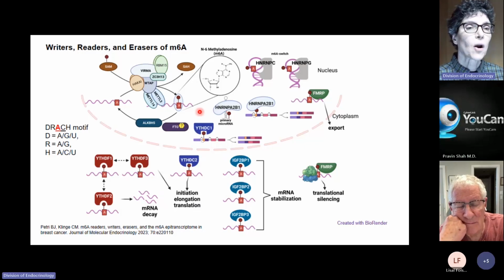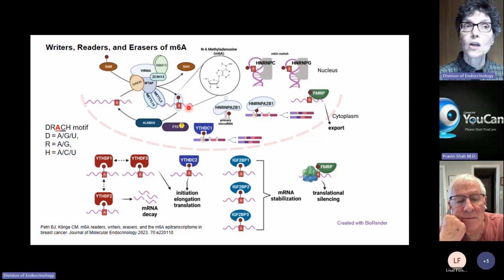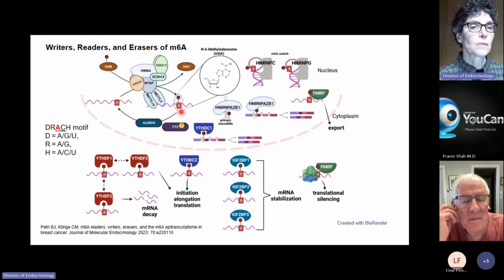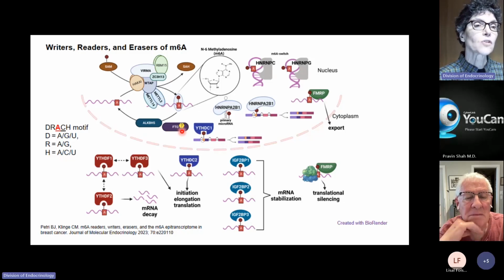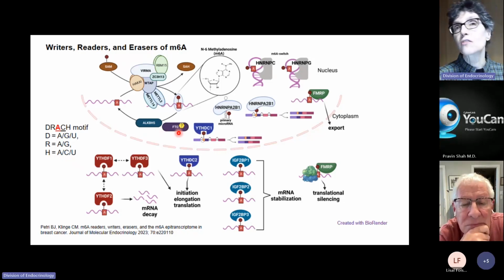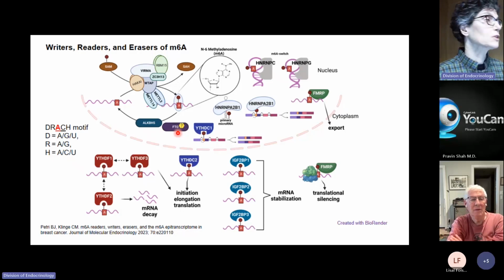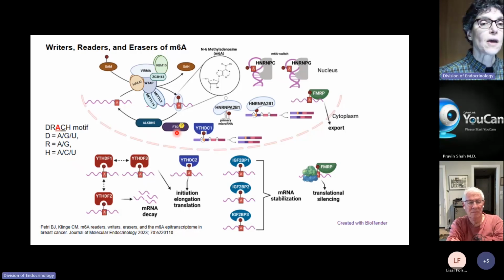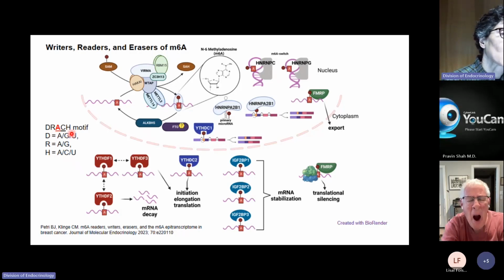Now, the m6A mark is dynamic. So not only does the METTL3 transferase complex add the methyl group to form m6A, but we also have two erasers, FTO and ALKBH5, which are demethylases that take that methyl group off of the A, so it goes back to A. And this A is always in the DRACH motif.